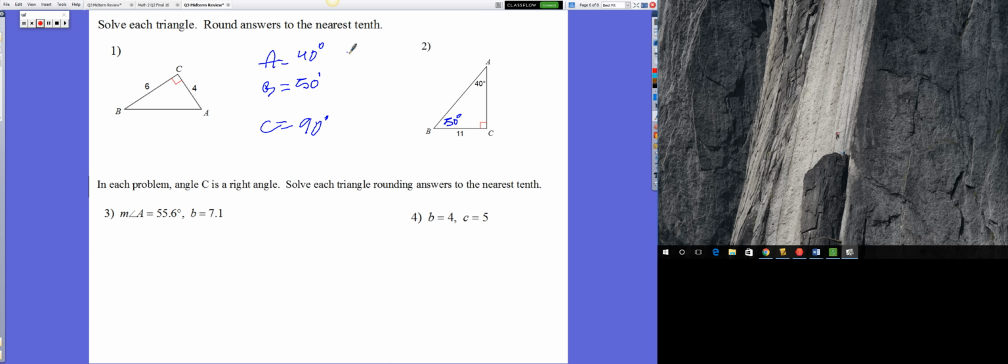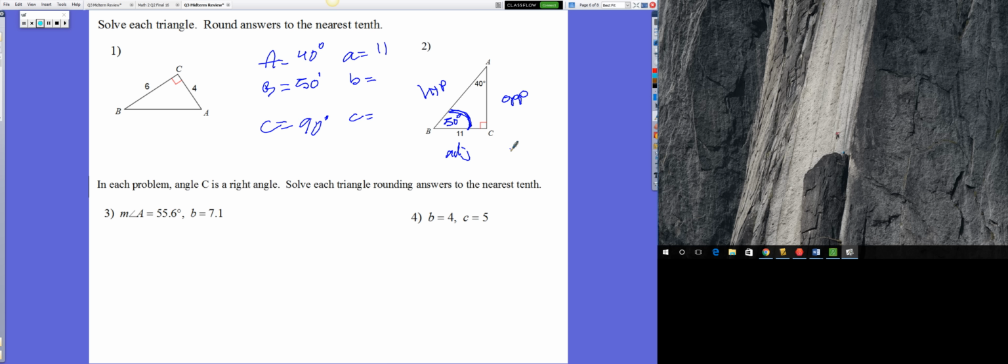Okay, now we just have to find side A, side B, and side C. And we know 11 is opposite of A, so 11 is side A. Okay, now I'm going to mark it from B. So if I mark it from B, that means this is my opposite and this is the hypotenuse. So this guy is adjacent.